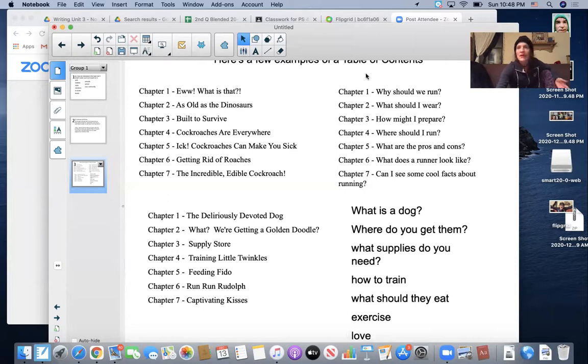Can you have a dog in a small apartment? Big dogs versus little dogs. There's all kinds of things that I might be able to include. Then I'm going to look at those different ideas that I have for chapters, and then I'm going to choose what are the most important ones that I want to teach my readers.